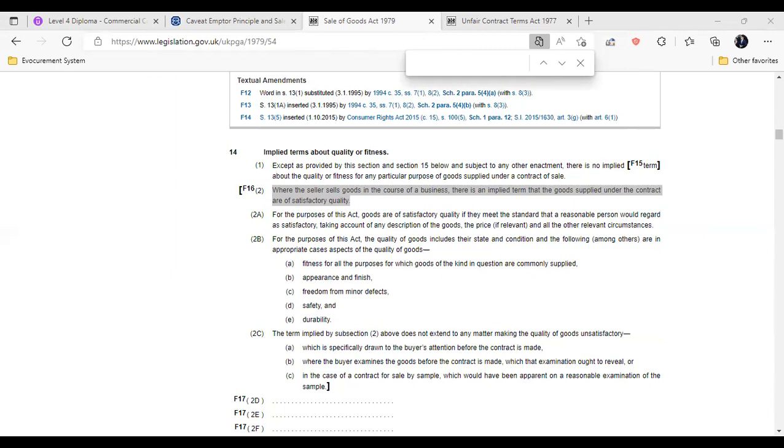Okay, that's all the content I want to talk about the Sale of Goods Act. And about the Unfair Contract Terms Act, it's quite hard and quite technical. Okay, come back here.